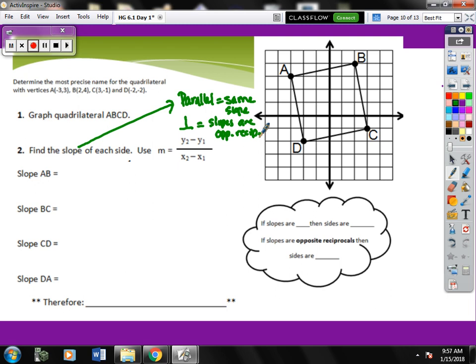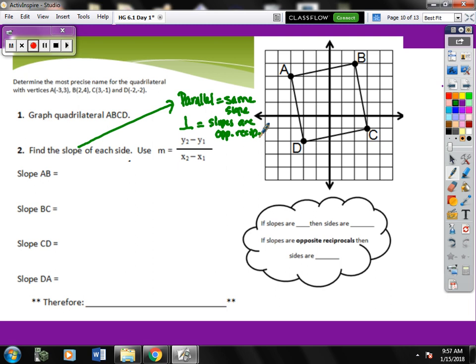Now, using your eye to judge this, what shape do you think this is? A square. It looks like a square to me. But you have to prove that it's a square, proving that all 4 sides are congruent, and that the 2 adjacent sides are perpendicular, creating right angles.